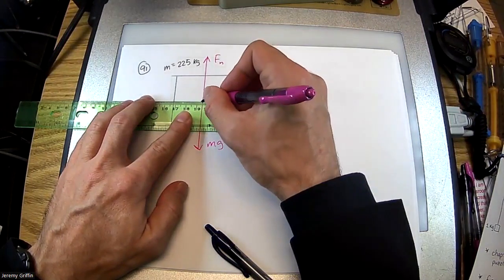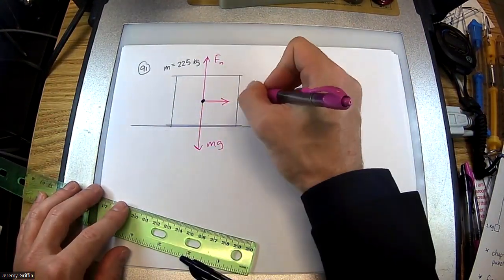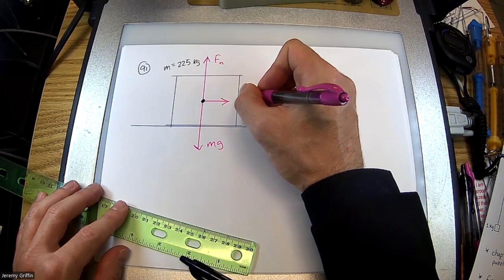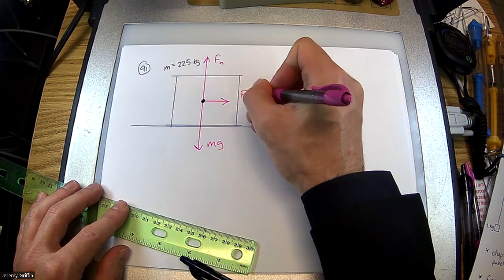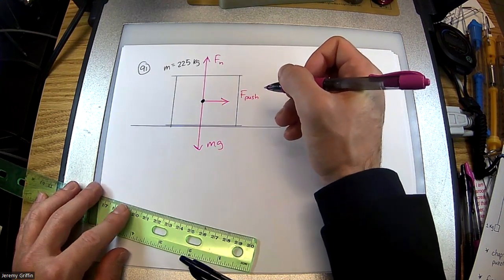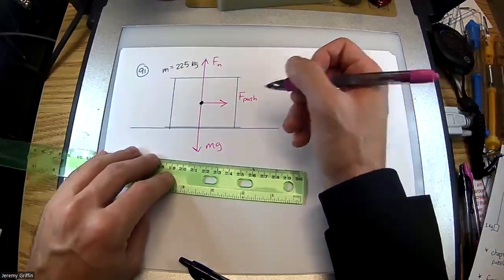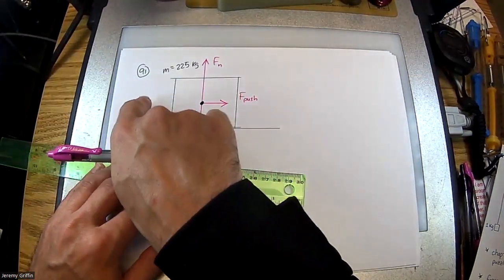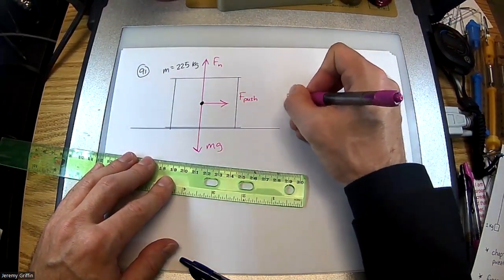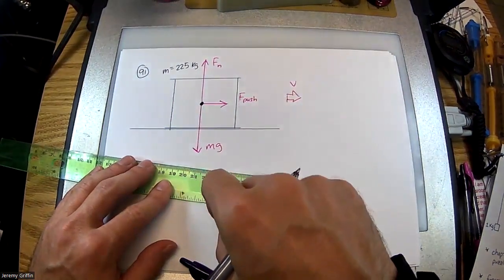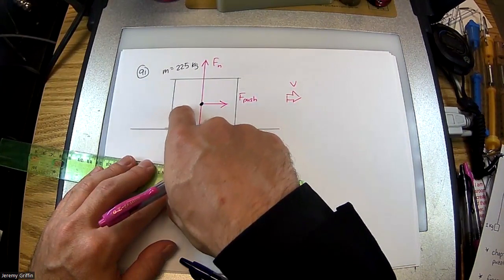So it says we're pulling with like 700 something newtons. Right. I'm trying to make these approximately to scale. I'll call this, or you're pushing rather, but same idea, F push. And they said there's a coefficient of friction, so there's going to be a friction force. If you're pushing it to the right, and suppose the block is actually moving to the right, which way is the friction force? To the left, right? Because the friction's always trying to slow stuff down.